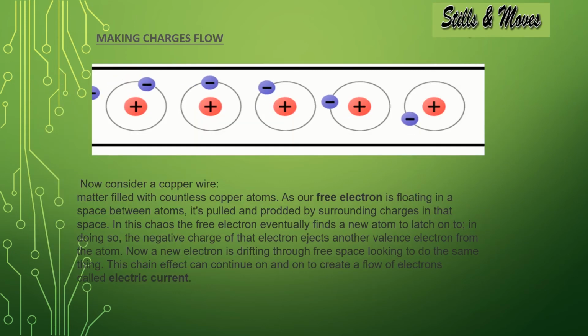Now consider a copper wire. Matter filled with countless copper atoms. As our free electron is floating in a space between atoms, it's pulled and prodded by surrounding charges in that space. In this chaos, the free electron eventually finds a new atom to latch onto. In doing so, the negative charge of that electron ejects another valence electron from the atom. Now a new electron is drifting through free space looking to do the same thing. This chain effect can continue on and on to create a flow of electrons called electric current.